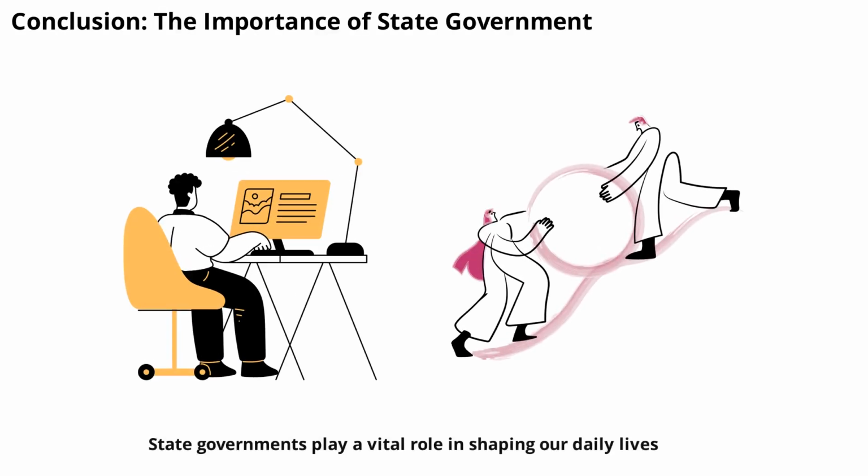State governments play a vital role in shaping our daily lives, from the schools our children attend to the roads we drive on and the laws that protect us. By understanding the many functions of state government, we can better appreciate the importance of local leadership and the impact it has on our communities.